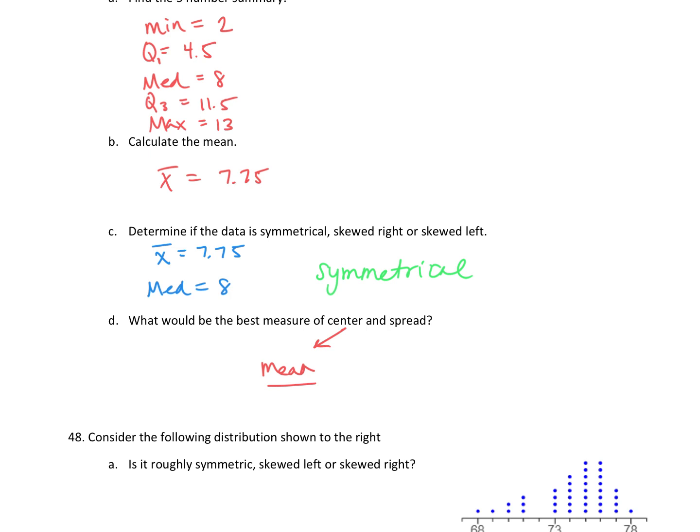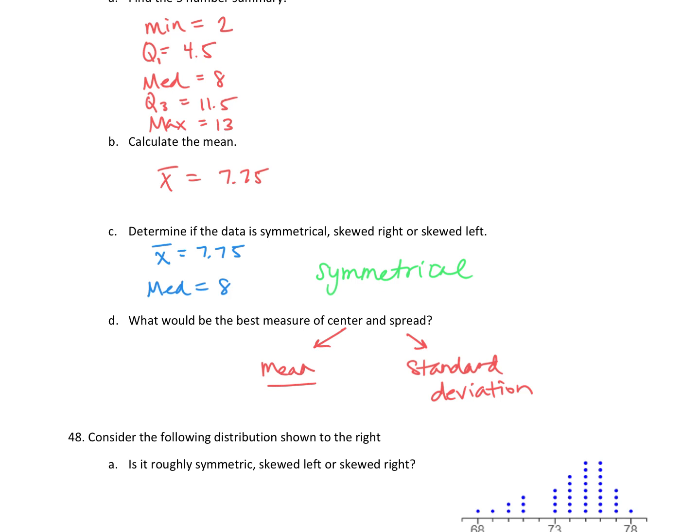The spread of your data, if it's symmetrical, the best measure for that is going to be your standard deviation. We did not go through the formula for how to calculate standard deviation because we were using our calculators. But your standard deviation uses the mean in its calculations. It's kind of like, on average, how spread out is your data from the mean. So if your data is skewed and the mean no longer represents your data, then the standard deviation would not either. But with symmetrical data, we would use the mean and standard deviation.